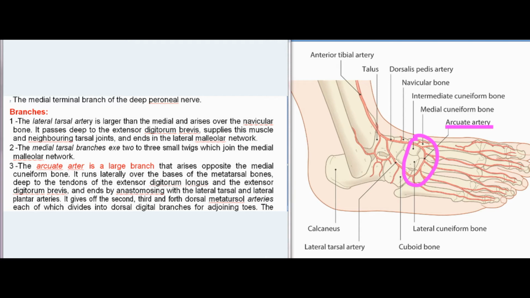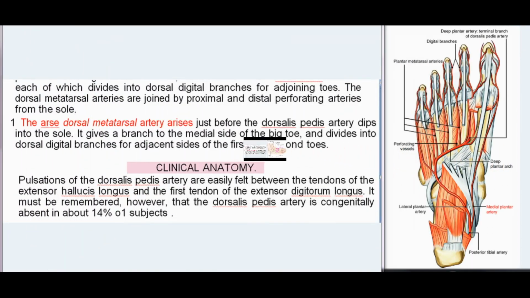It gives off the second, third, and fourth dorsal metatarsal arteries, each of which divides into dorsal digital branches for adjoining toes. The dorsal metatarsal arteries are joined by proximal and distal perforating arteries from the sole. 4. The first dorsal metatarsal artery arises just before the dorsalis pedis artery dips into the sole.